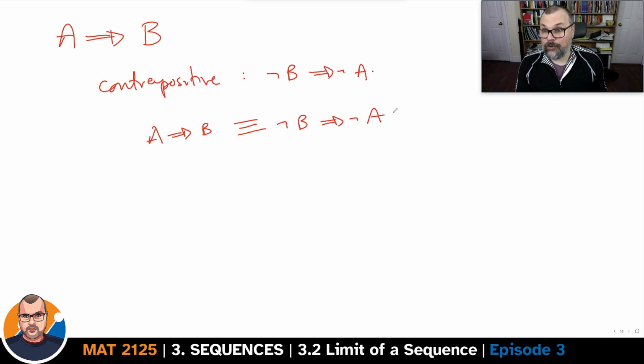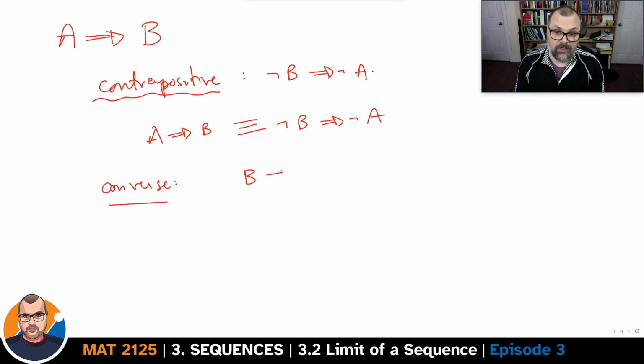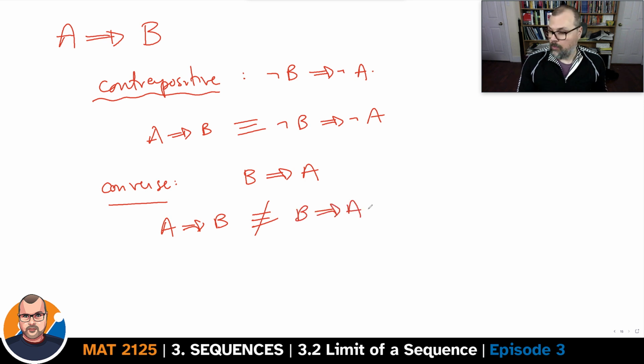Sometimes it is easier to show A implies B by showing not B implies not A. There's something else that you can build that looks like A implies B. It is the converse. The converse statement would be B implies A. And in general, A implies B is not equivalent to B implies A. With the bounded convergent sequence example, the converse would be any bounded sequence is convergent.